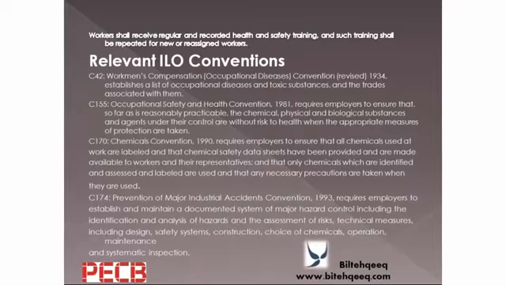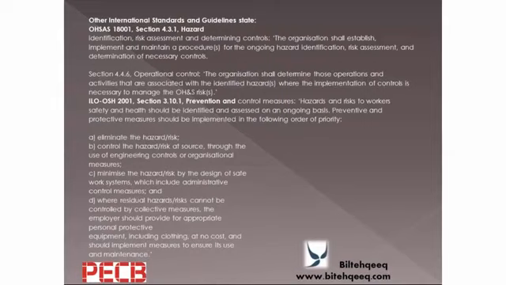The other standard, which is very popular, is Occupational Health and Safety, and it also focuses on hazardous material control. Clause 4.3.1 states hazard identification, risk assessment and determining controls: the organization shall establish, implement and maintain a procedure for the ongoing hazard identification, risk assessment and determination of the necessary controls. And clause 4.4.6 of this standard is related to operational control. The organization shall determine those operations and activities that are associated with the identified hazards, where the implementation of controls is necessary to manage the occupational health and safety risk.